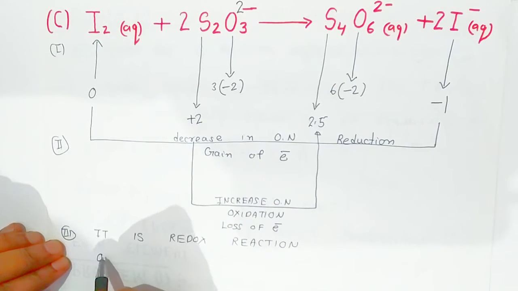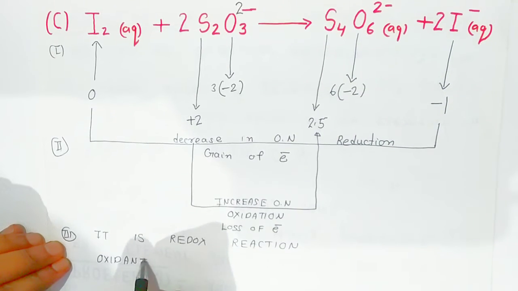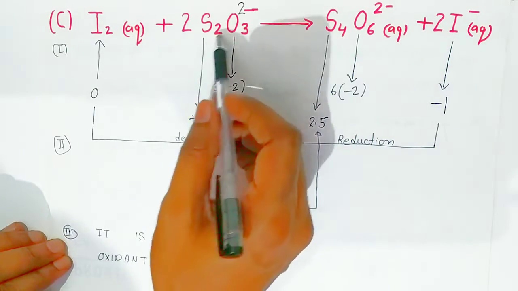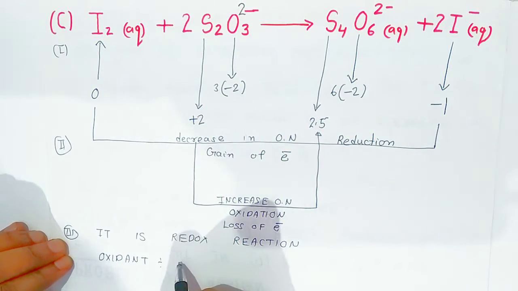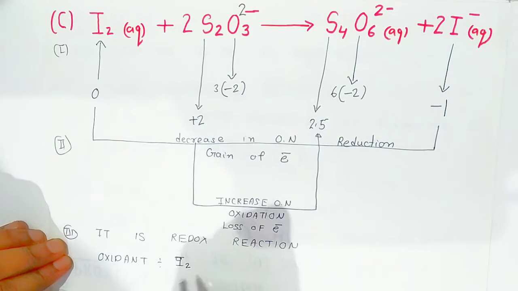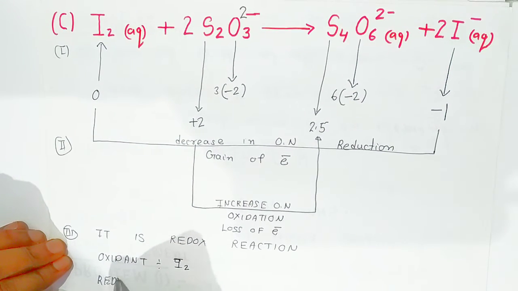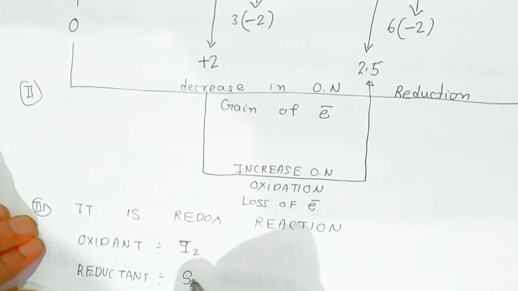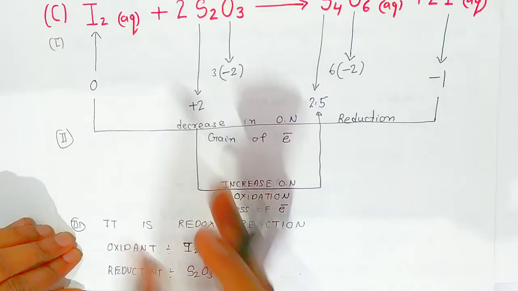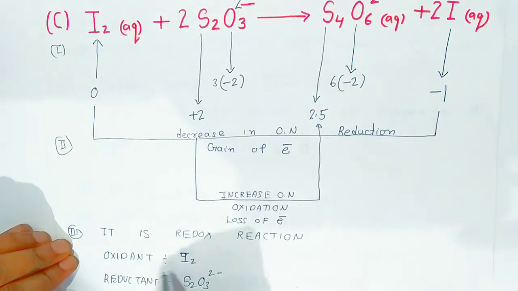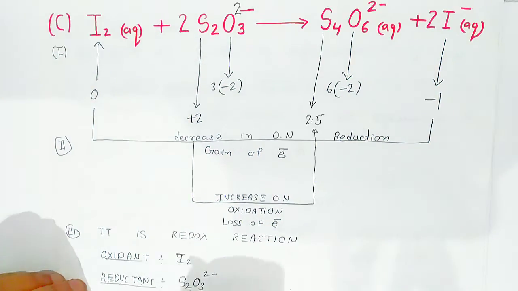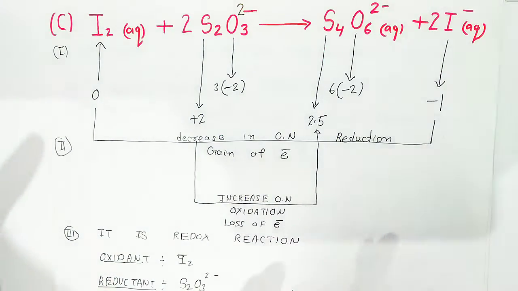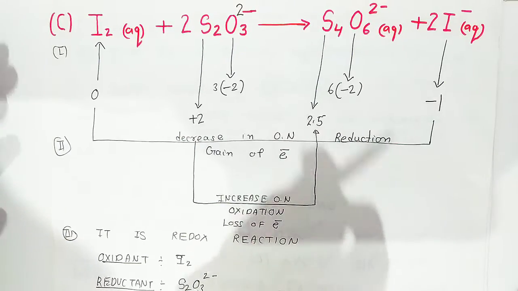Now after that, what will be the oxidant, students, here? Where is the reduction taking place, students? Here. Because reduction is taking place in this molecule, this molecule will be the oxidant. The oxidant will be iodine, and the reductant will be S2O3 2-. Okay, students, of these two reactants, this will be the oxidant and this will be the reductant. So this way, students, we can find the oxidant and reductant. So these are very important, students, in examinations. Sometimes they will give the reaction, and you have to just identify whether the reaction is a redox reaction or not.